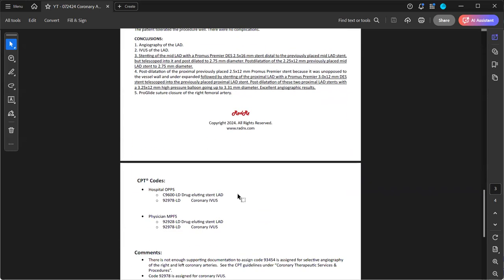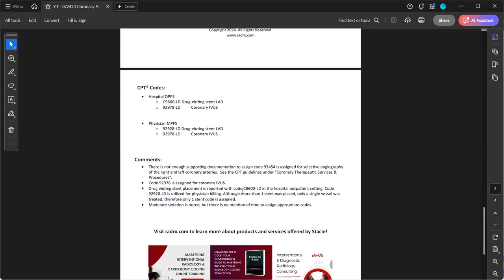Then I'm going to jump down to the actual code list and then my comments. Here we're going to have some differences in coding depending upon whether you're coding for the hospital or whether you're coding on the prophy side. If you're coding for the hospital facility, then you're going to be using the C codes whenever you have a drug-eluting stent. So we have C9600, which describes placement of a drug-eluting stent.